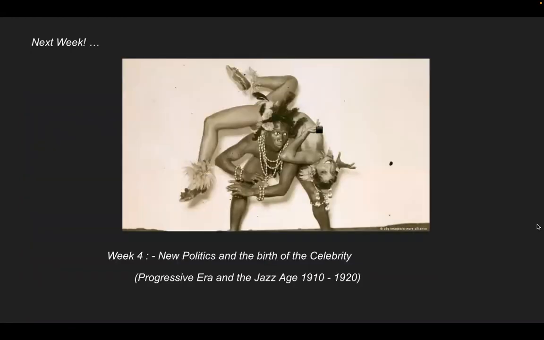Next week, we're going to be talking about new politics and the birth of the celebrity. And this is the progressive era and the jazz era. So the early 1900s, 1910s, the teens, and the 1920s.